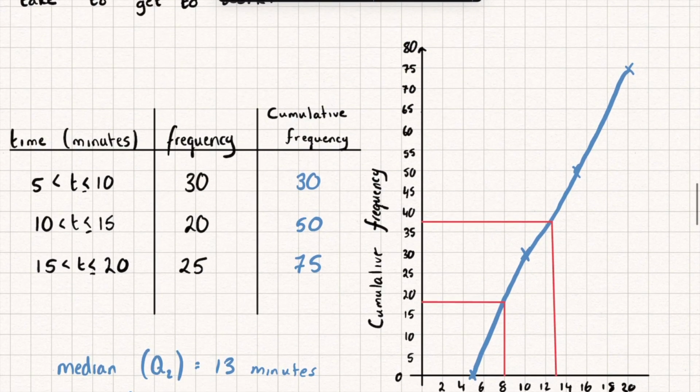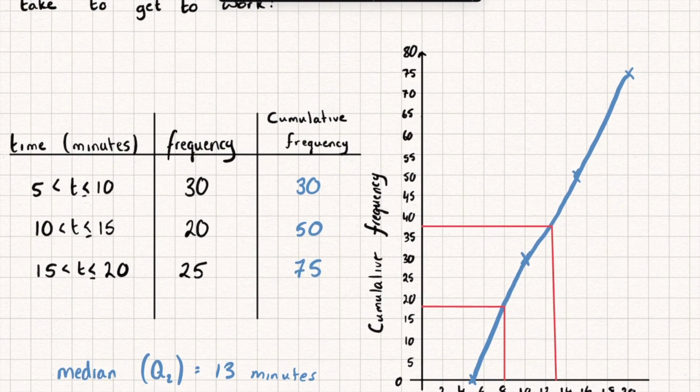To find that, we take our total frequency of 75, divide it by 4, and then multiply it by 3. Or you could just multiply it by 3/4. That gives me 56.25. So the 56.25th data value, which I'll mark on, is probably just about here somewhere. It's not going to be perfect, about there, let's say. That will be my upper quartile.